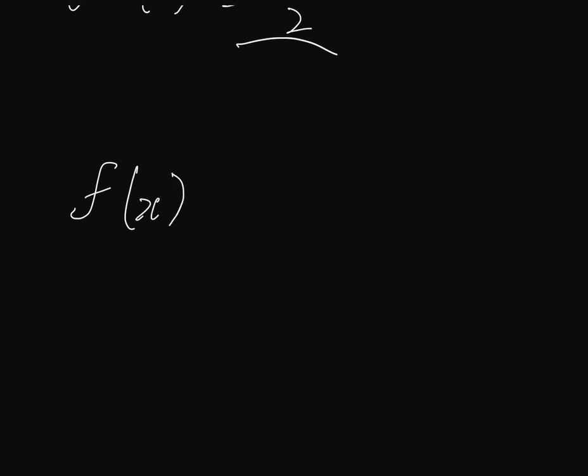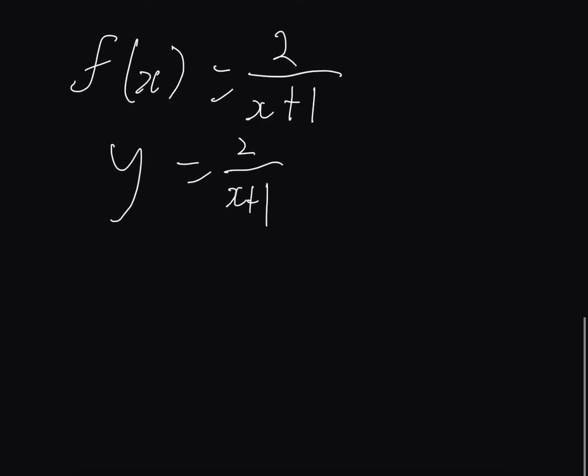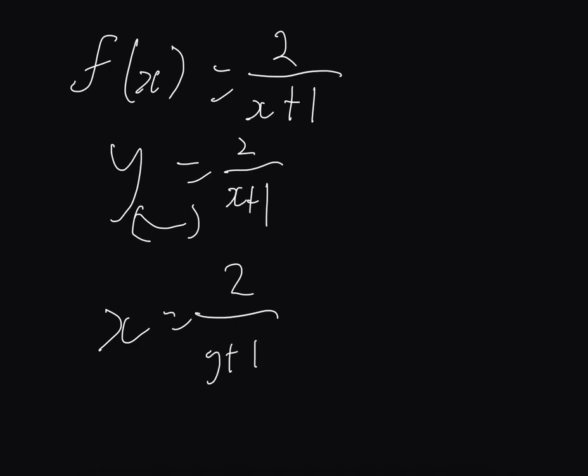Let's look at a slightly harder question. f of x equals 2 over x plus 1. So just like before, swap this for y equals 2 over x plus 1. Then we just swap the x's and the y's. So we get x equals 2 over y plus 1.